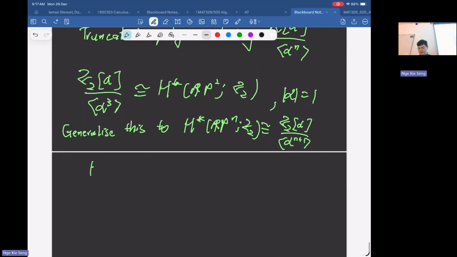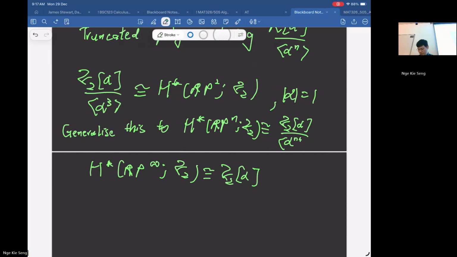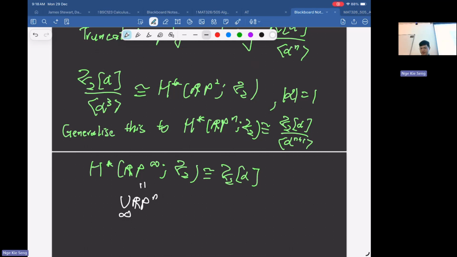And we can consider RP infinity. So for RP infinity, you can imagine that there's no more quotient anymore. You know what RP infinity is? It's just a union of all RPn. A bit like taking limits.